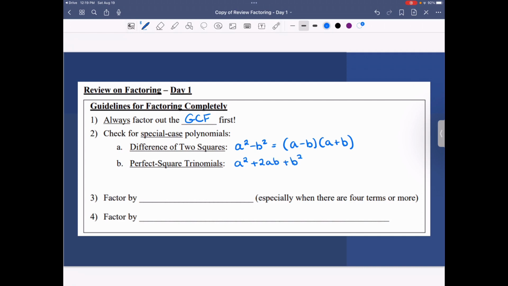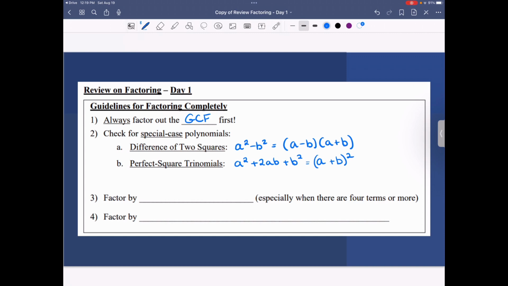Usually I check to see if the first term is squared and the last term is squared. And if I could take the square roots of both of those numbers, then I see if the middle term adds up to twice their square roots. You'll see examples in this. So that gives us a plus b, and then it's squared.